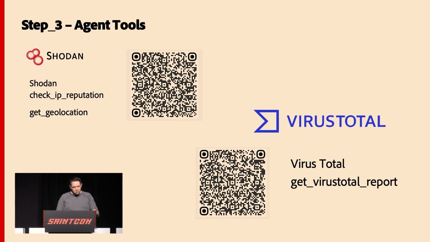So the agent tools. Here are the simple ones that we started off with. So we use Shodan and VirusTotal just to check IP reputation, get geolocations, and do a VirusTotal report on hashes that we see.